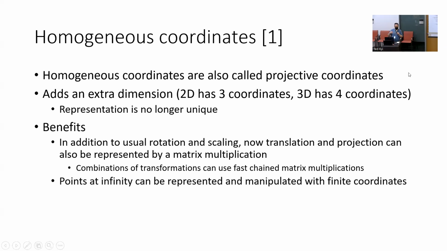So homogeneous coordinates, you see them in the book very quickly where it adds an extra dimension. So in two dimensions, you have three numbers. In three dimensions, you have four numbers. You have a four vector representing things. And the explanation that I saw is that basically this comes from projective geometry.